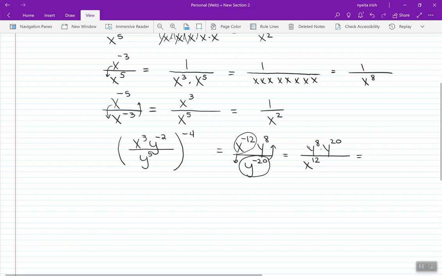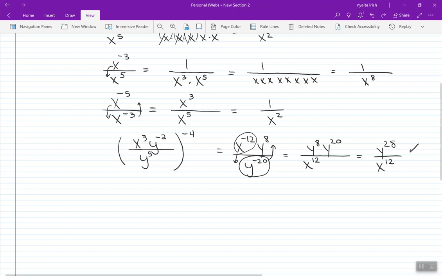And now go ahead and think about if I have 8 y's and then I have 20 more y's. I'm not going to write all that out, but I end up with a total of 28 y's on top, and on the bottom, my x to the 12th. Now I can't simplify any further because there's no canceling going on. These are different bases, so I can't cancel like I was doing up here when I have the same base. This would be my final answer.